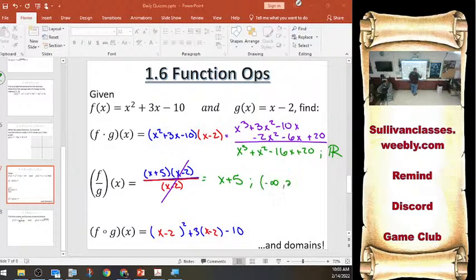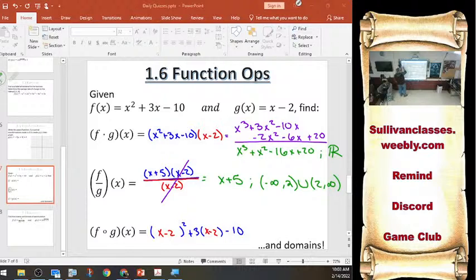Negative infinity to 2, can't touch this, and 2 to infinity. Okay, 2 is still not allowed. Even though it canceled out, even though my end result is just a line, we have to remember there's a hole on that line at 2 because of the removable factor. That's where that removable discontinuity stuff came in.